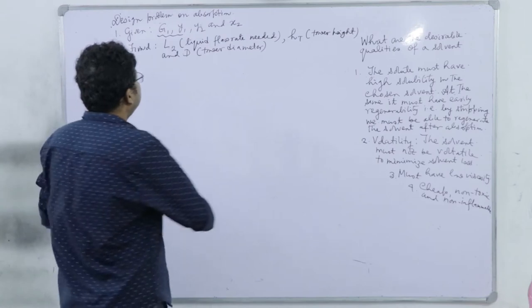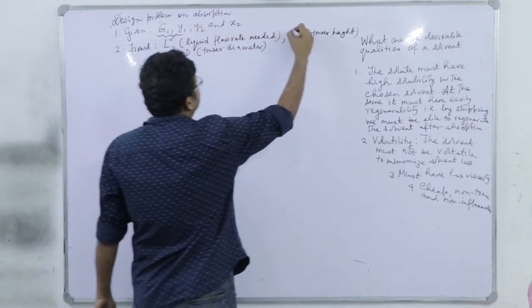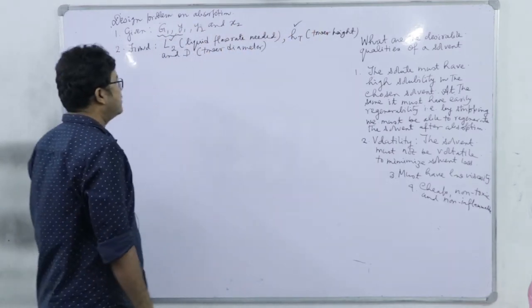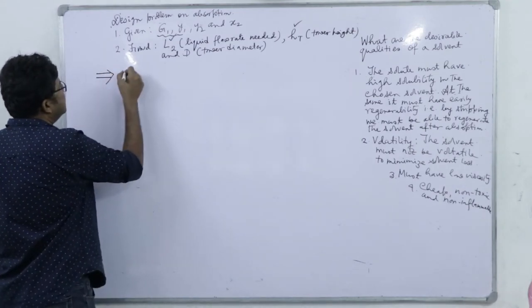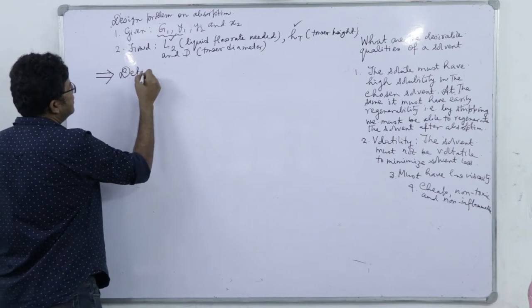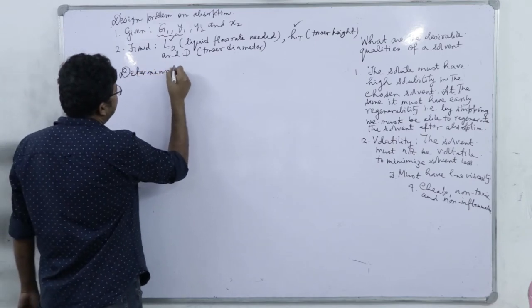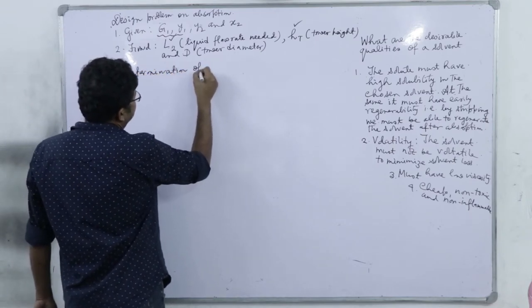Now, the first question is how to calculate the liquid flow rate and the second, the tower height. First, determination of liquid flow rate.